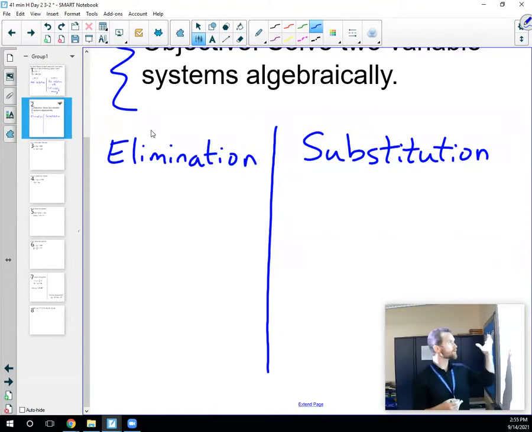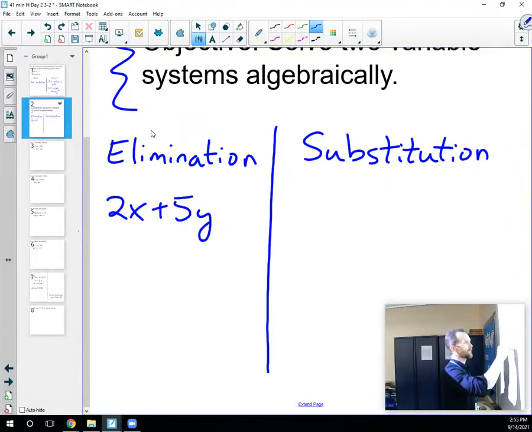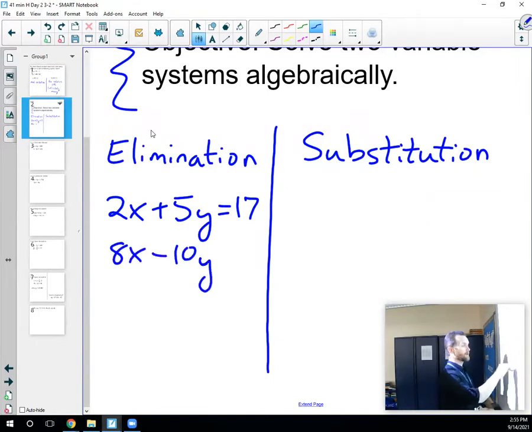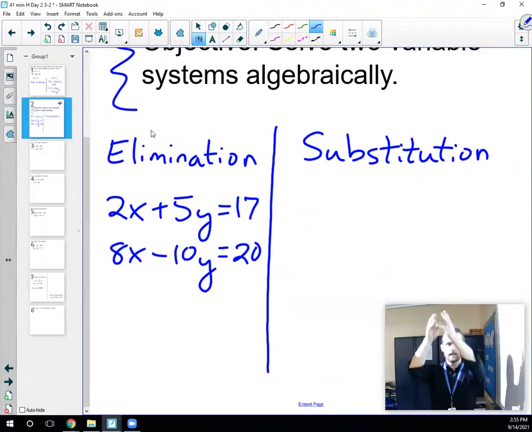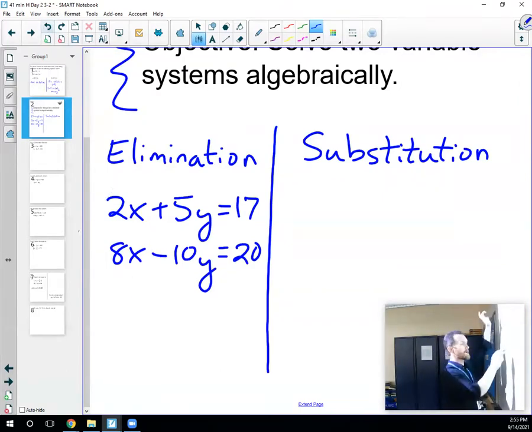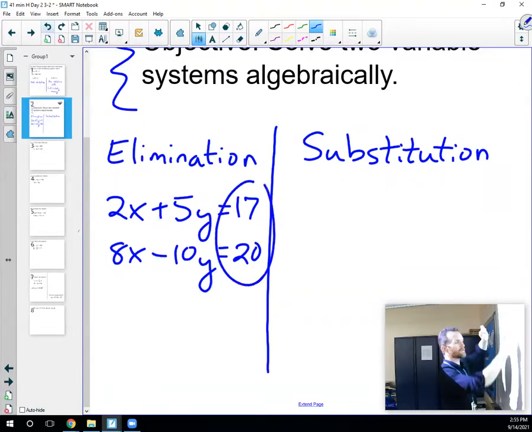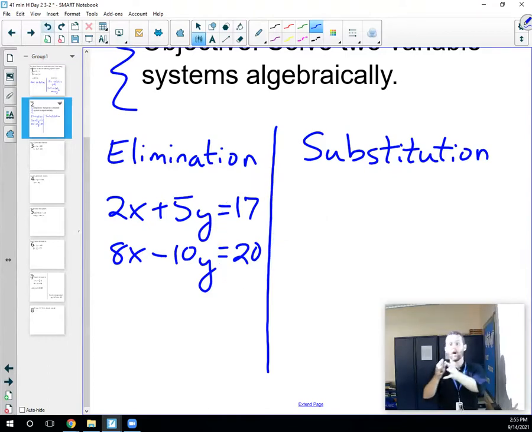So for elimination, we want the x's and y's to be lined up. So if we're looking at something like 2x plus 5y equals 17, I'm just making this up, and 8x minus 10y equals 20, again, I'm just making this up, this would be a great candidate for elimination because the x's, y's, and the constants are all lined up. We've got the x's right there vertically, the y's right here vertically, and the constants right there vertically. It doesn't have to be x, then y, then the constant, but just lined up vertically.